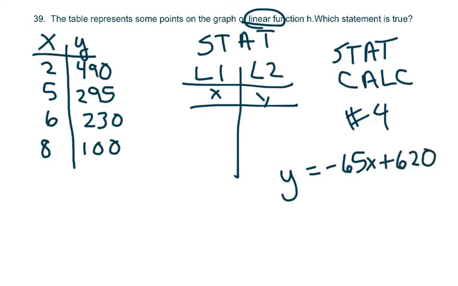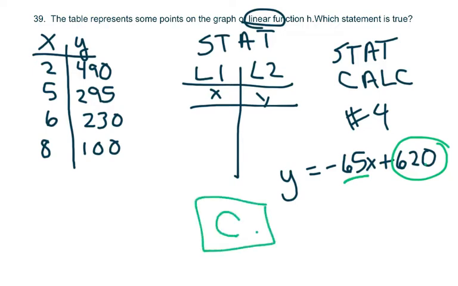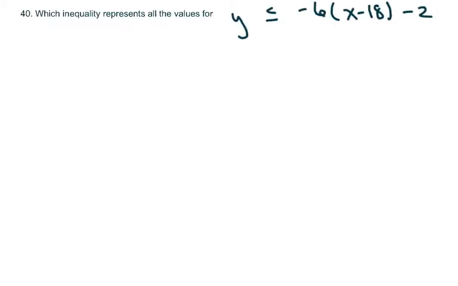And the only answer that has these two amounts in it, the slope, this is 65 miles per hour, and then you have a 620-mile trip. Those are the only two numbers in the A, B, C, and D choices is C. So it ends up being easy if you just use the stat button. Okay, and number 40, which inequality represents the values? And this is for when Y is 64. I mean, not 64, 46.